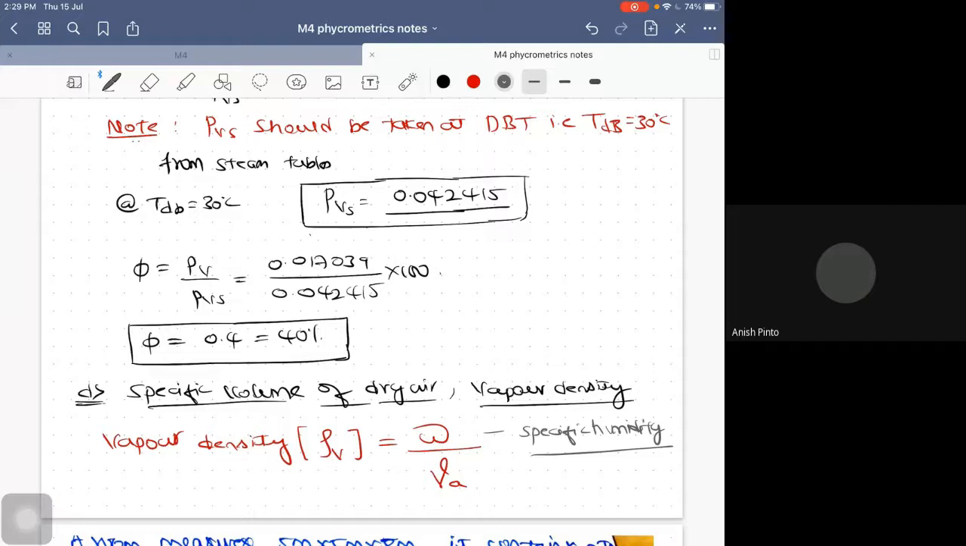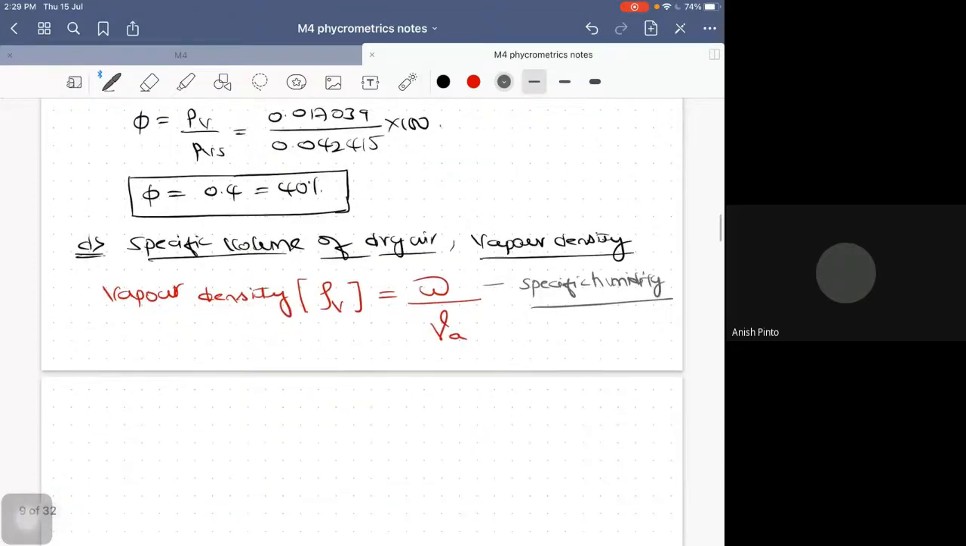Anyone? Specific volume. Very good. Specific volume of what? Specific volume of air. I guess you have the value of specific humidity. Now I should calculate the value of va, which is specific volume of air.